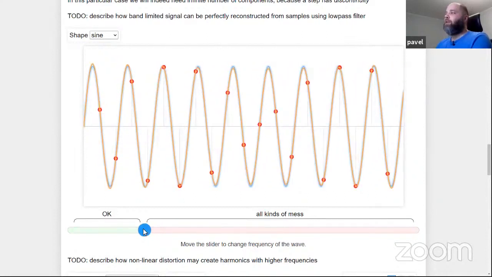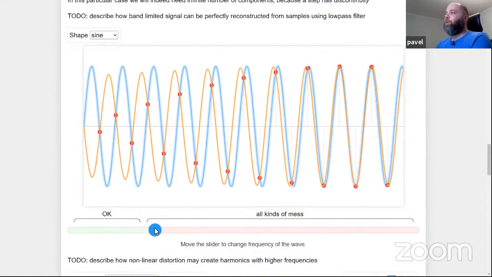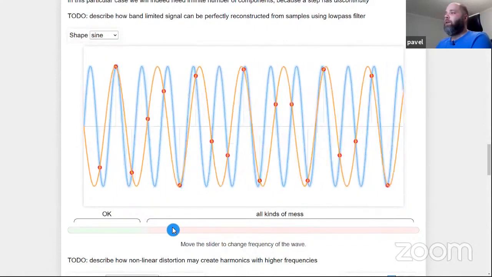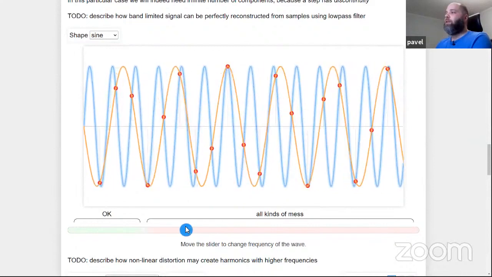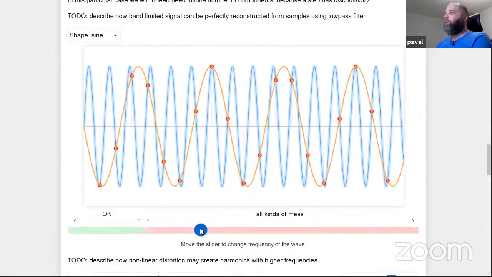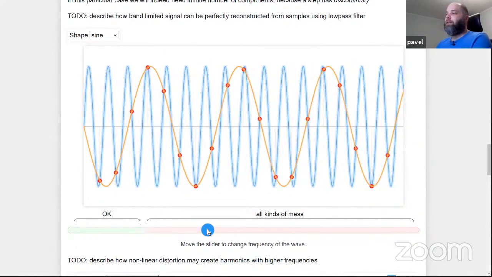If we go back a little bit, it starts to get better. But if we go past the Nyquist frequency, look what happens. As we increase the frequency of the initial signal, the frequency of the reconstructed signal decreases. So you see that there are more and more periods filled within this space, but there are less and less periods of the reconstructed signal that we reconstruct from our samples. And basically, this is aliasing.